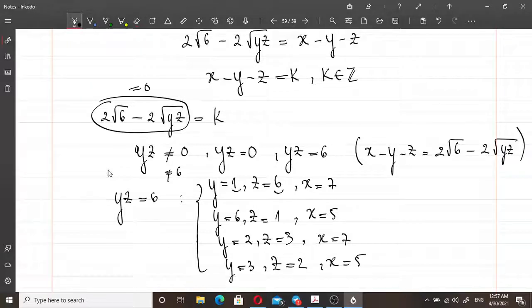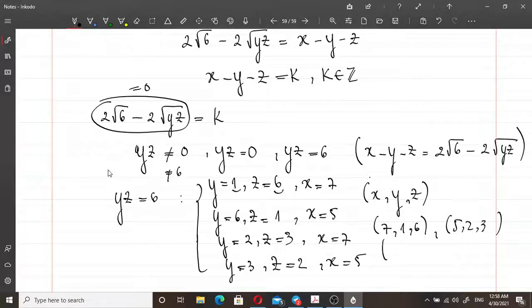So the roots, or the answer of this equation, written in the form of x, y, and z, are 7, 1, 6; 5, 2, 3; 7, 6, 1; and 5, 3, 2.